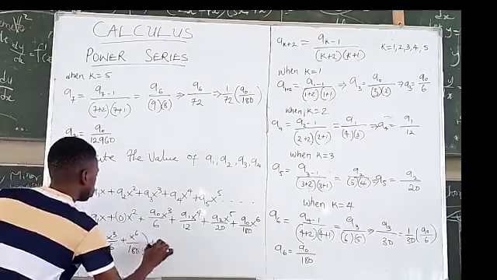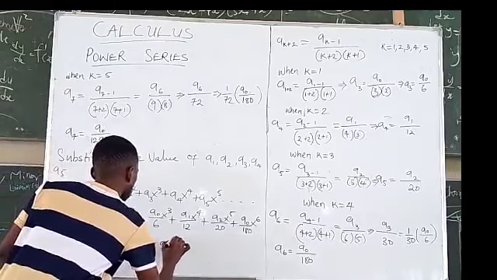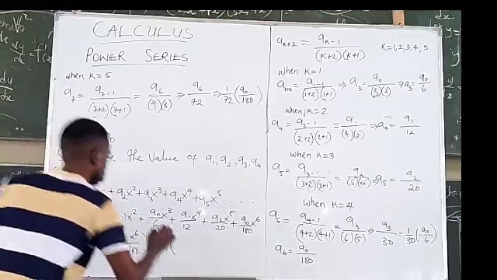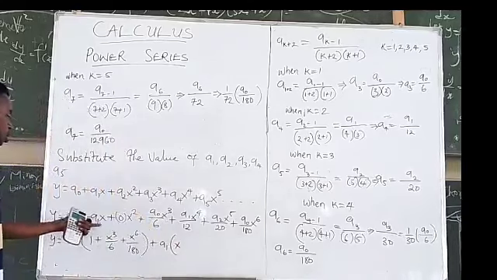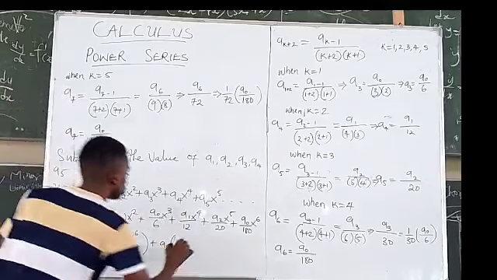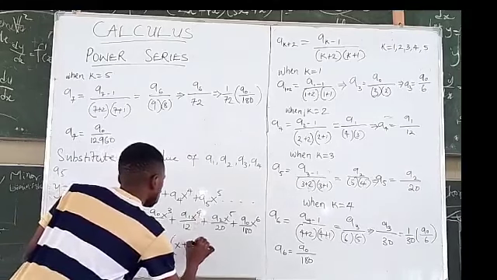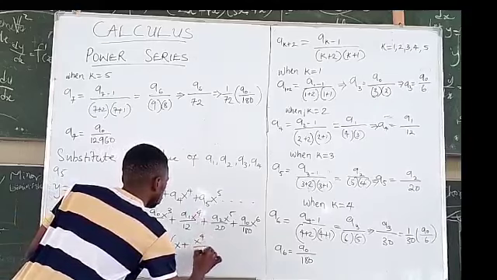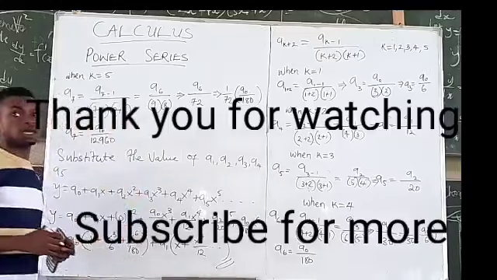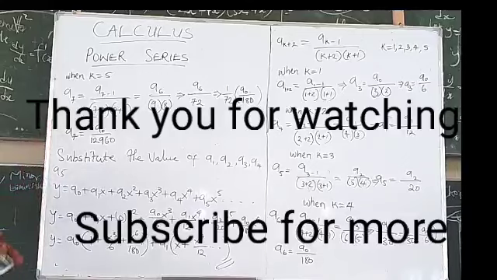We close our bracket, plus our A1, bracket. We have A1 here. It's multiplying x. That is x. Then the next, do you have any other A1? We have another A1 here, plus x to the 4 all over 12. It continues. Okay, this is how we can use our power series to solve differential equations.